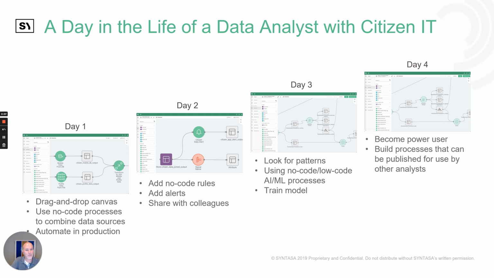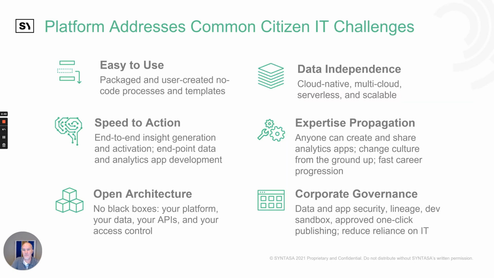Maybe on day three, they want to start to look for patterns, move beyond business rules, and start to use algorithms. They use no-code, low-code AI and machine learning processes to train some models and look for the likelihood of certain things happening. And then maybe on day four, they become a power user and start to build some of the processes that are available on the left-hand side of the screenshot that can then be used by other analysts.